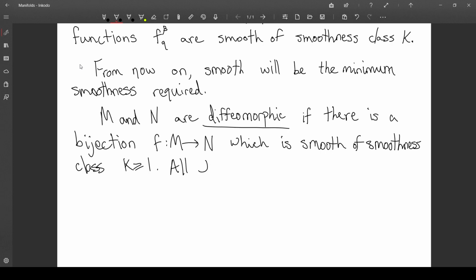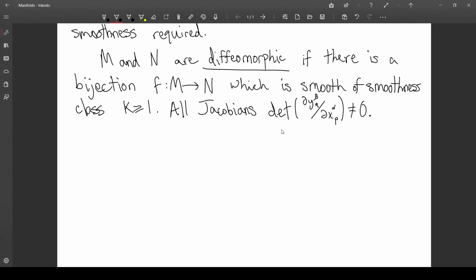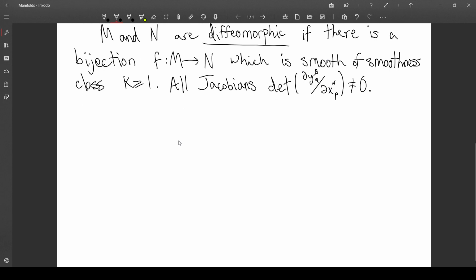And so another way of saying this is that all Jacobians, which are the determinants of partial derivatives of one coordinate with respect to the other coordinates, are never 0, right? And so this Jacobian is really encoding information about the differentiability. And since it's not 0, that means we can take the inverse Jacobian matrix, which is also encoding differentiable and continuous information about the reverse direction.